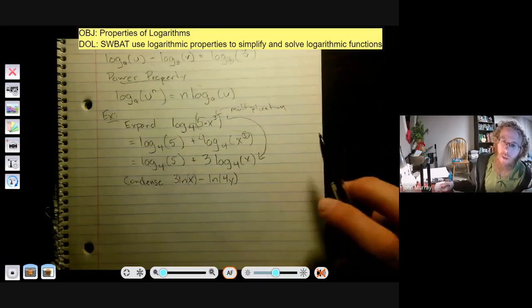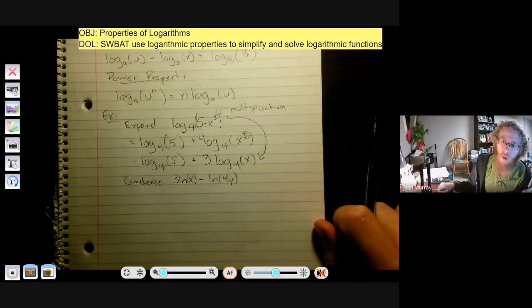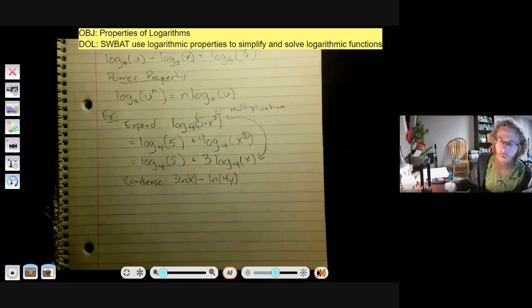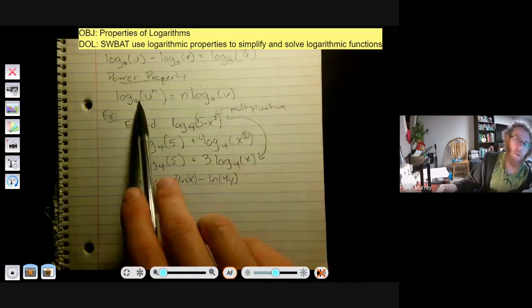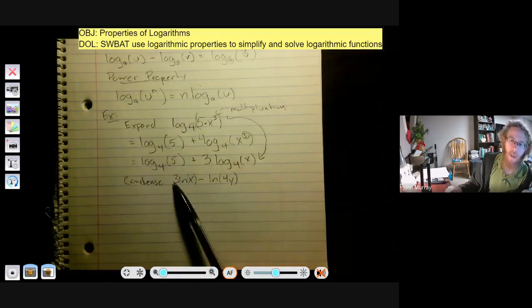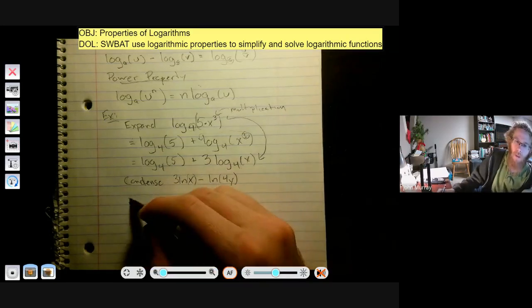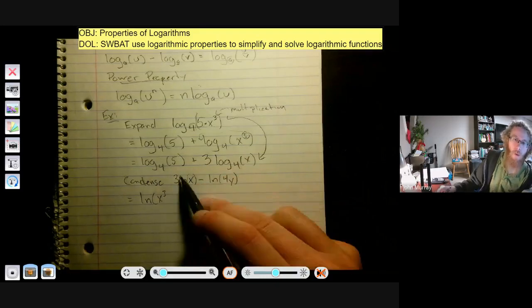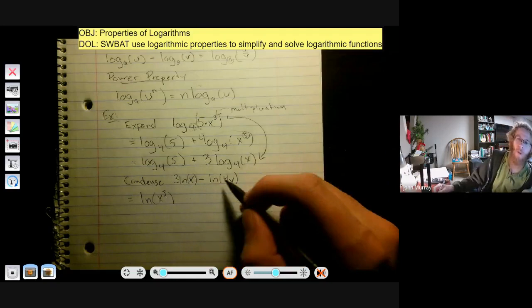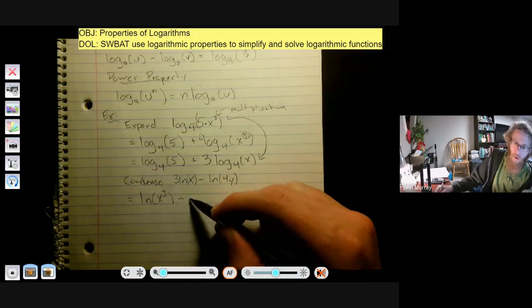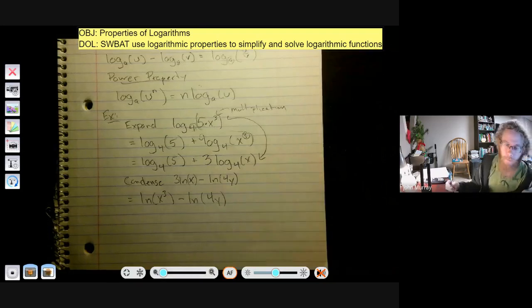All right, so here we're going to condense 3 ln x minus 4 ln of 4y. So here we're going to do the opposite. So first, I want to get the power property out of the way, because I can't condense if I have a coefficient in the front. So the first thing I want to do is bring that 3 up to the top here. So 3 ln x is the same thing as ln x to the third. And actually, I'm going to show you in a second with numbers why that's true. And then this, there's nothing in front, so I'm just going to have ln of 4y.